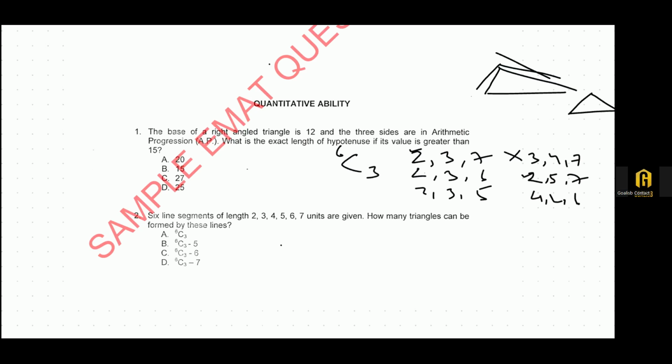Four triangles with 7 and the smaller numbers, two with 6 and the smaller numbers, and one with 5. So these 7 triangles are not possible. So in this case, our option should be D. So out of 6C3, 7 of them could not be formed because of this anomaly where the sum of two sides is not greater than the third. Okay.